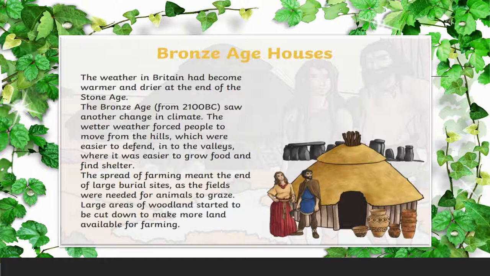The spread of farming meant the end of larger burial sites, as the fields were needed for animals to graze. Larger areas of woodland started to be cut down to make more land available for farming.